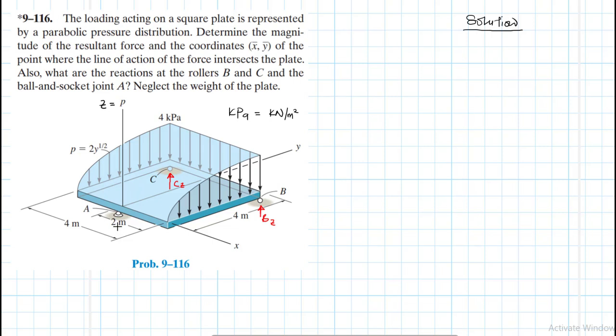The reaction at the ball and socket joint, we are going to expect three reactions, right? We'll have AZ, then we'll have AX, and then we'll have AY. All right. So now what we need to do is to find the resultant force by using a little bit of calculus and the principles of centroids so that we know its location.